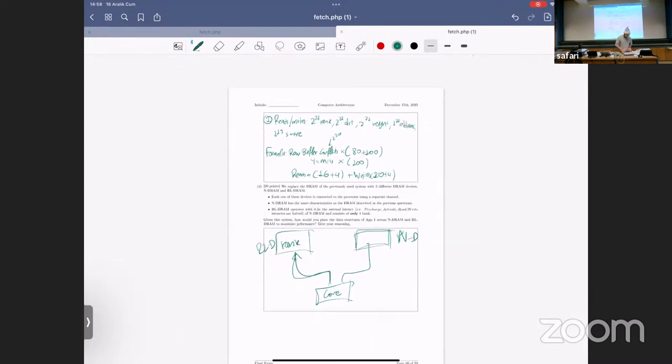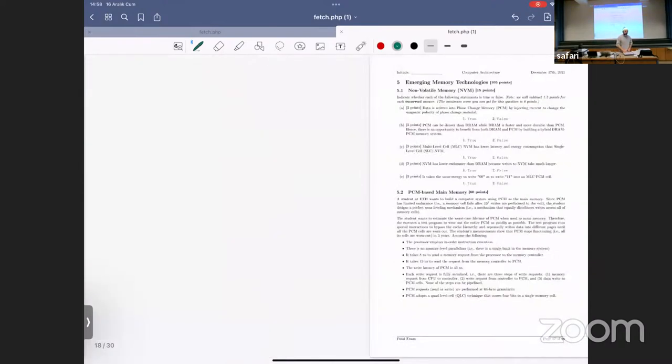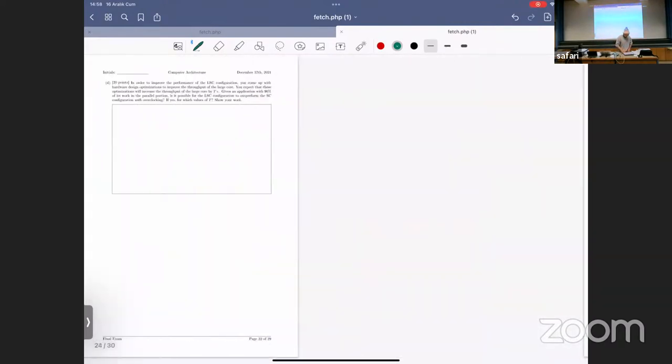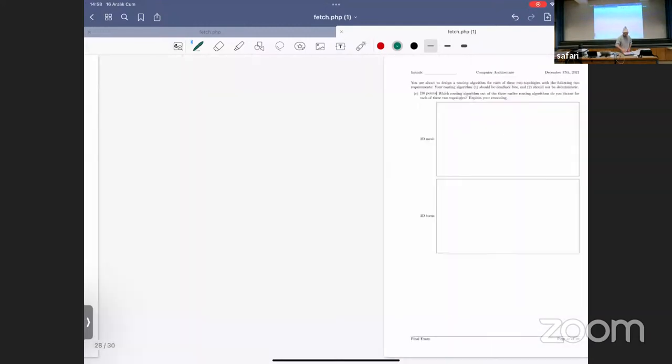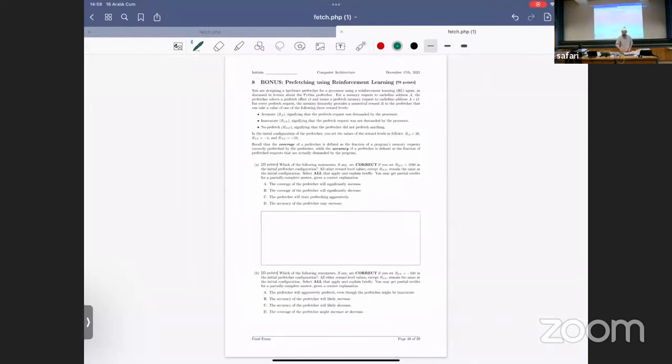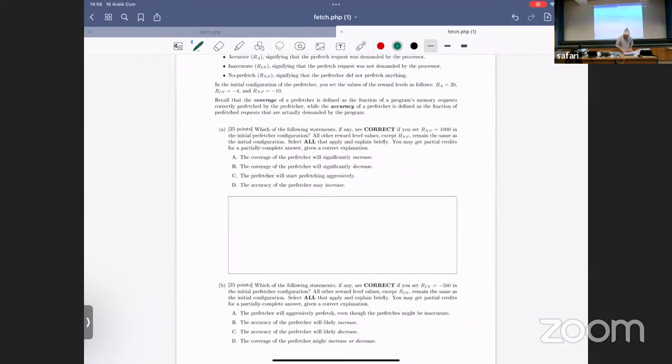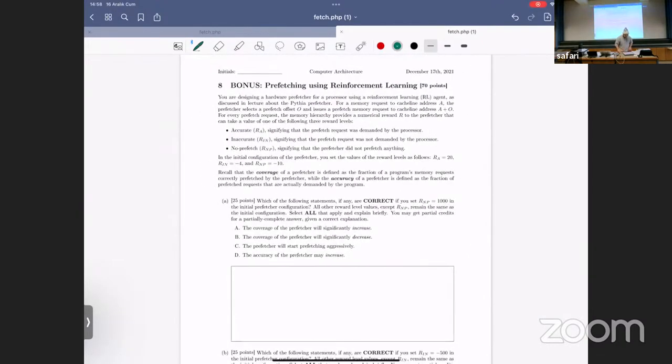No. Okay, we can go to the prefetching question, which is the bonus, the last one. It doesn't matter that it's a bonus because you will get the points anyway if you solve it. So this is also a qualitative question. There are no calculations that need to be done.